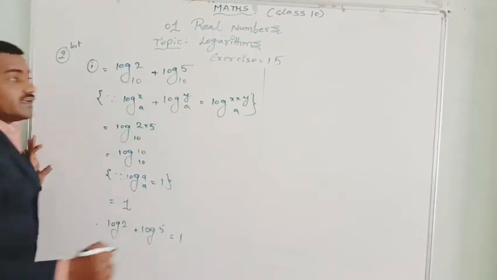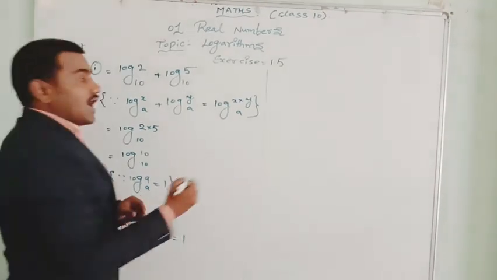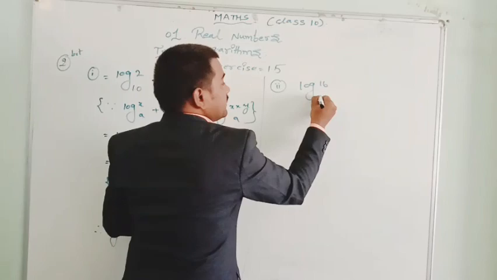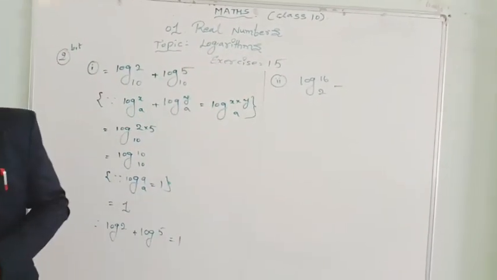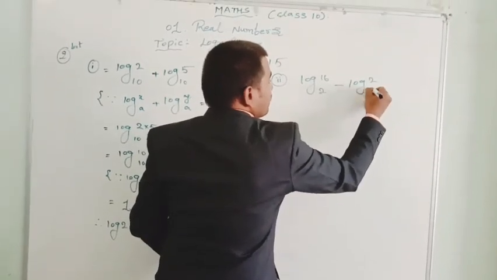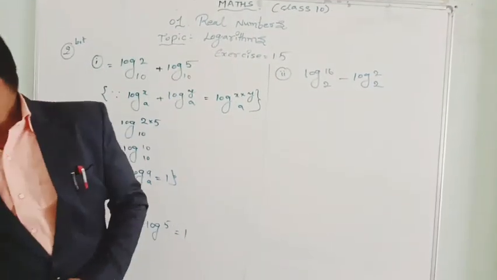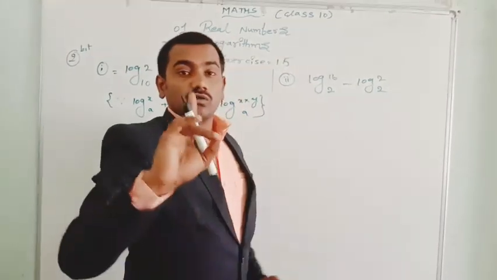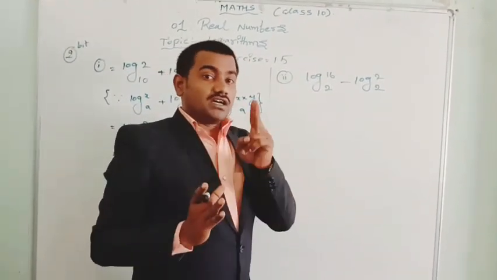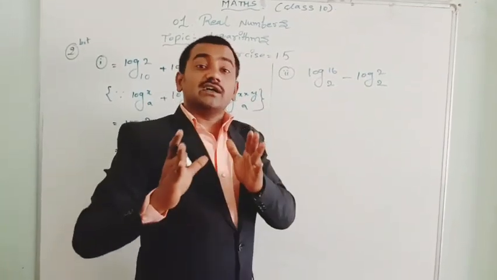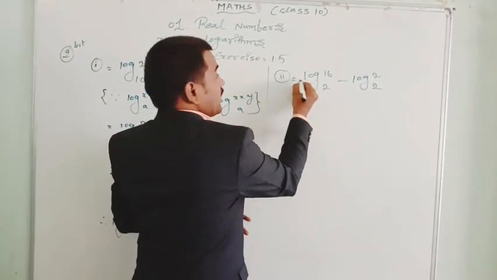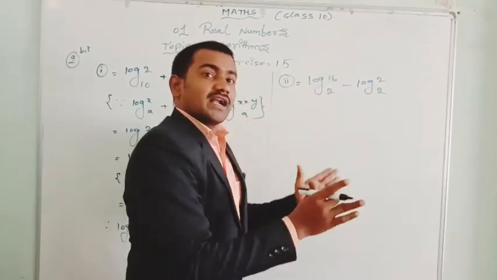So let's go for the next question, that is log 16 base 2 minus log 2 base 2. Here log 2 base 2 equals 1. In that way also we can solve the problem, or by using the quotient formula, that is the division formula, you can also do this problem. I will tell you another process.